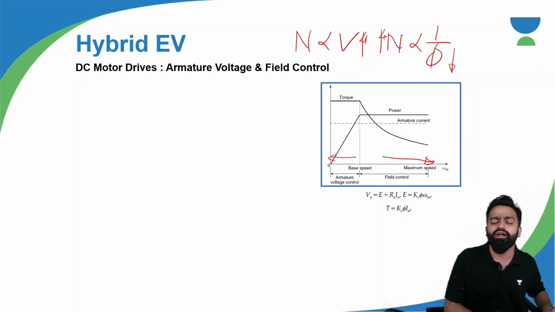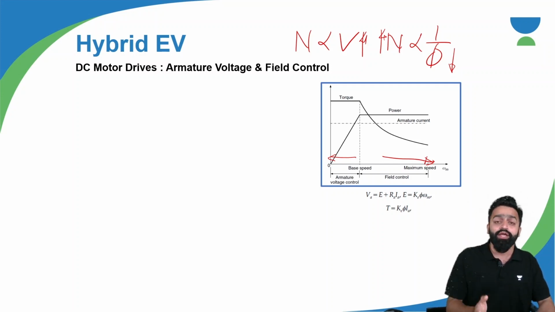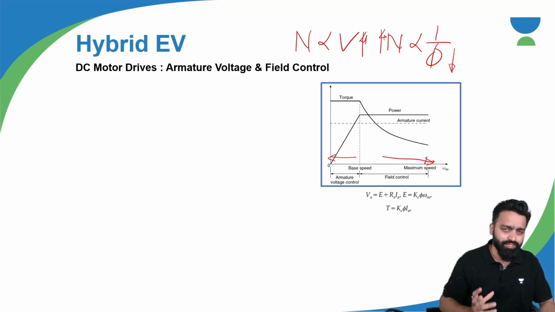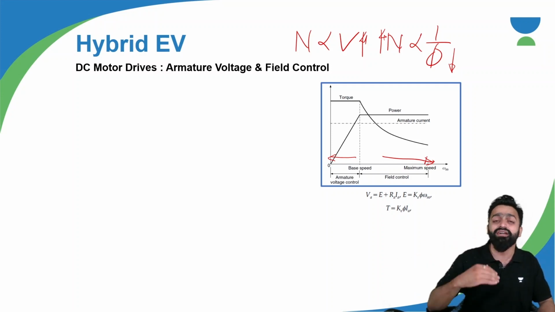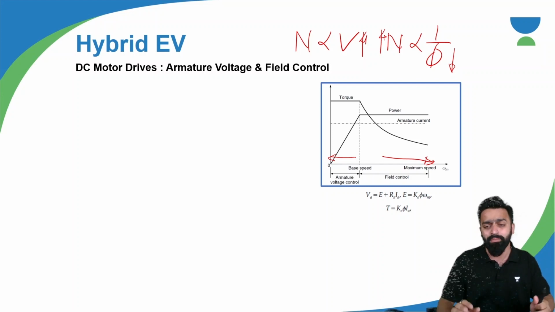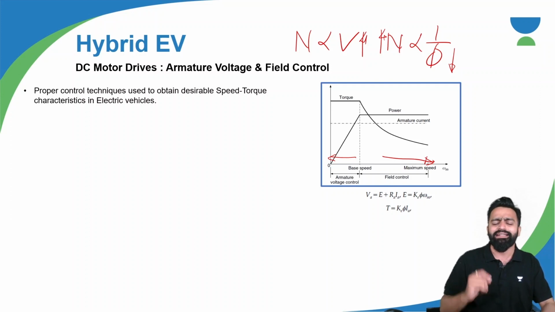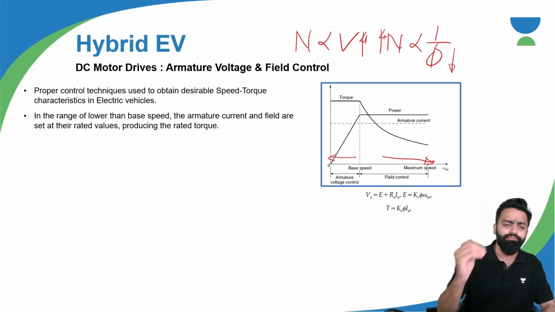If you reduce the armature voltage, the speed will reduce. And once the motor achieves the base or rated speed of 3000 rpm, if you wish to increase the speed above 3000 rpm, you have to control the flux. So if you reduce the flux, the speed will go on increasing. Very simple. So proper control techniques are used to obtain the desired speed-torque characteristics for electric vehicles, and in case of DC motors these techniques involve armature voltage control and field control.